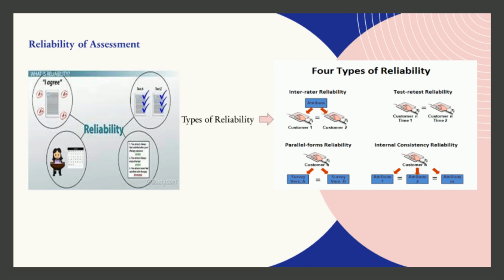Test-retest reliability is a measure of reliability obtained by administering the same test twice over a period of time to a group of individuals. The scores from time 1 and time 2 can then be correlated in order to evaluate the test for stability over time.